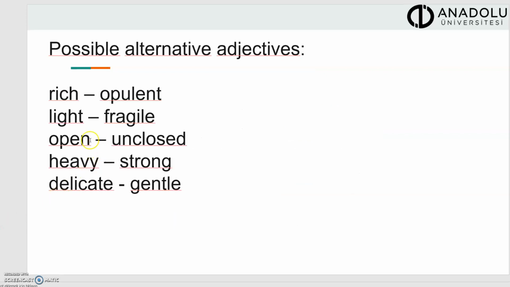Alternatives for these: if you use a thesaurus, you'll find many alternatives. Rich, we could talk about opulent. Light, fragile. Open, unclosed. Heavy, strong. Delicate, gentle.